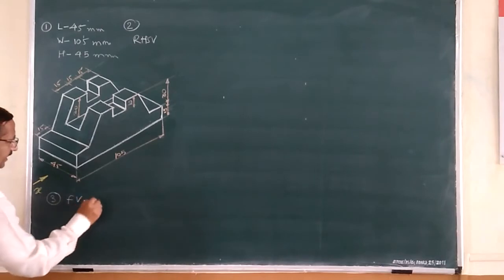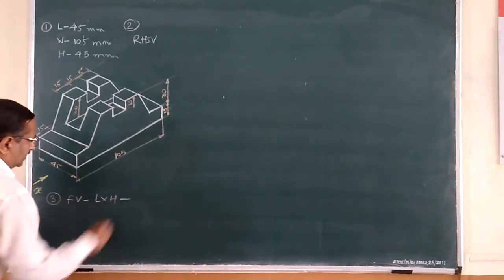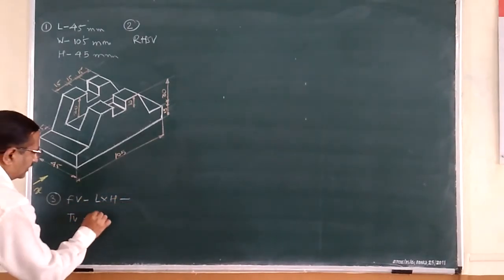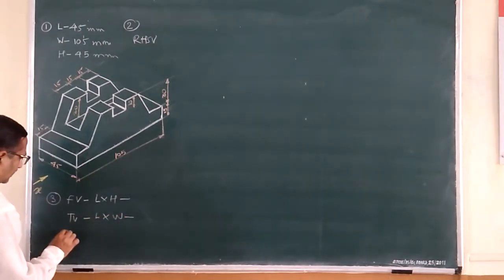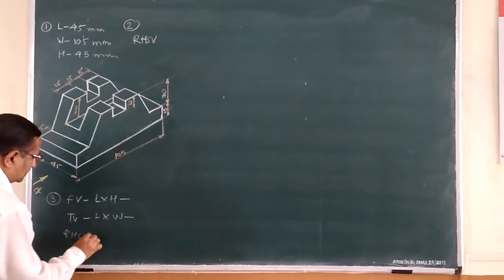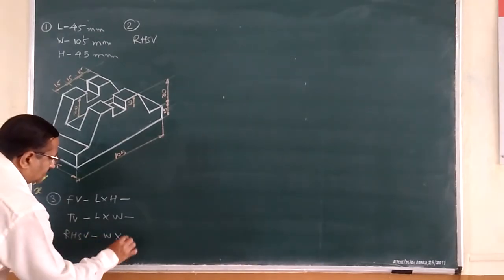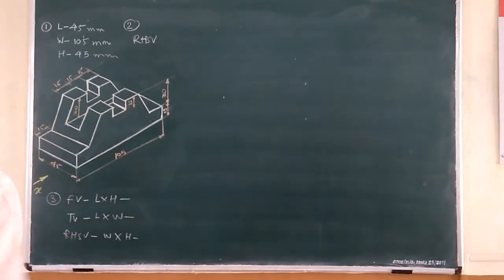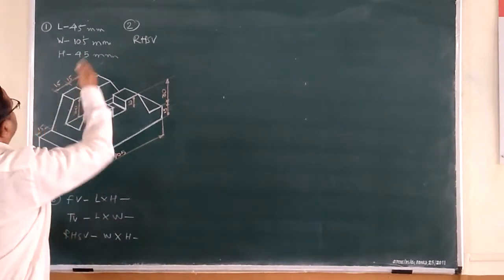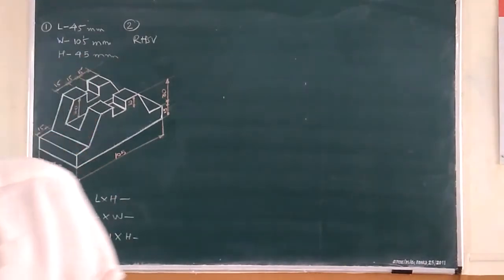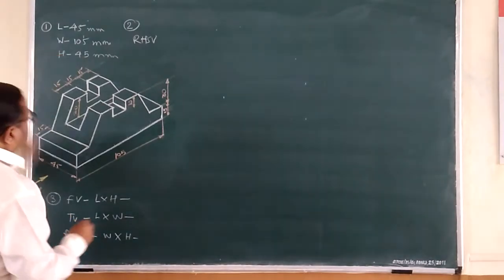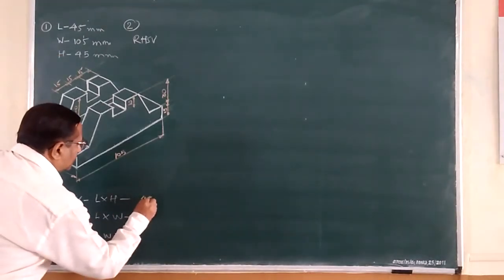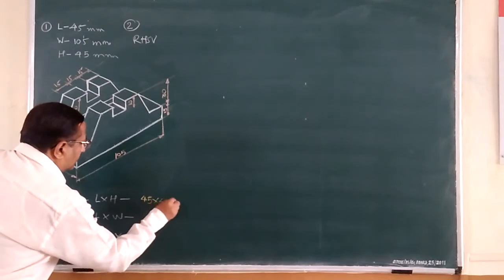third point is all the areas also we have to note down. Front view area carrying L by H as its prime parameters. Similarly, top view area L by W as its prime parameters, and RHSV, right hand side image, which requires W by H. Put the values here simply. L by H, how much is it? L by H is 45 by 45, as good as square, 45 by 45.